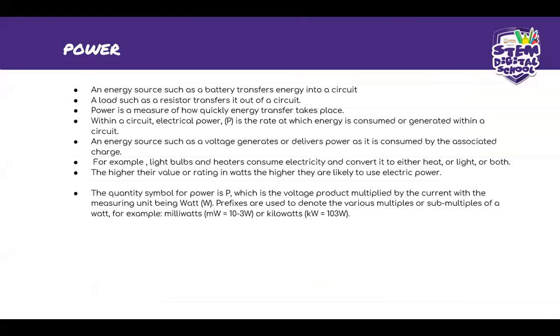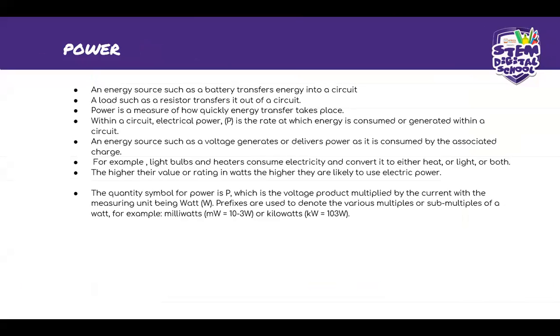Okay, so moving on to power. Yes, we have dealt with power. We know power is the rate of change of energy, and we've done that in electromagnetism when we did work, energy and power. But now we still have power in electricity. Okay, so an energy source such as a battery transfers energy into a circuit.